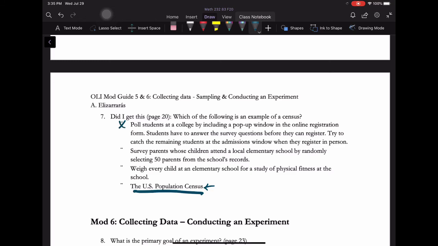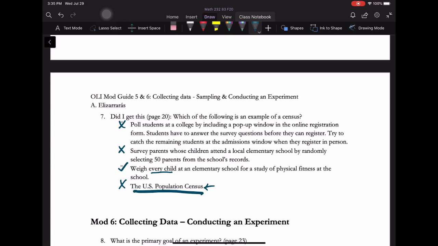The next one, survey parents whose children attend a local elementary school and randomly select 50 parents. They're only looking at 50 parents. They're not looking at all of the parents. Third option, weigh every child at an elementary school for a study. Yes, every child, every person in that population is included.